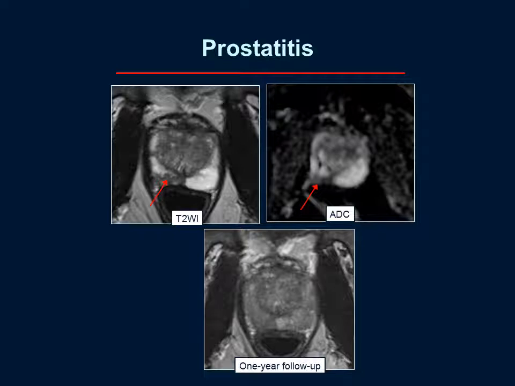Here we see this region of low T2 signal and low ADC in the right peripheral zone, though it does have somewhat linear margins. This underwent a targeted biopsy and was prostatitis. On a 1-year follow-up MRI, we just see diffuse decreased T2 signal without really a focal lesion in that region.